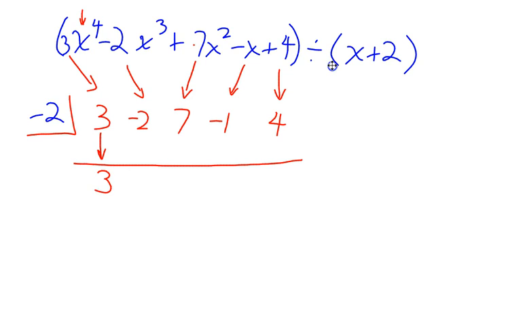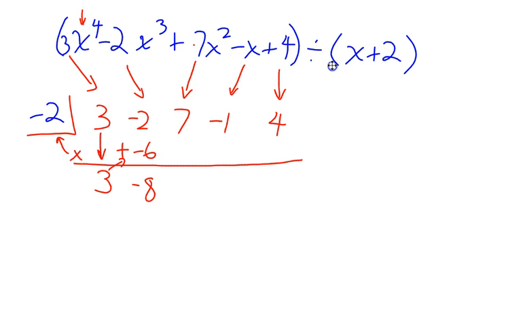Now here's what I'm going to do. I'm going to take this 3 and I'm going to multiply it times the negative 2 that's in this box. And then I'm going to put my answer underneath the next number in the list. Well, negative 2 times 3 is negative 6. And then I'm going to take this answer and add the negative 6 and the negative 2 together to get the next number in the line. Negative 2 plus negative 6 is negative 8.